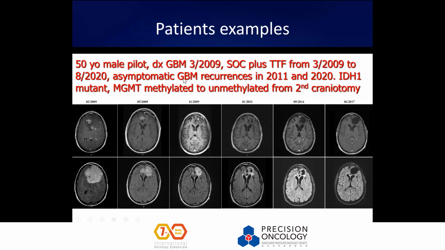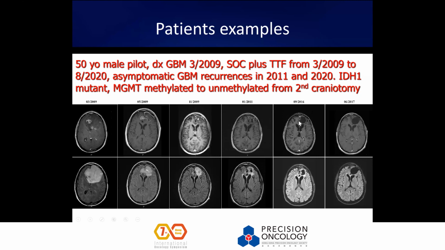So he was on the normal TTF, and he's actually IDH1. Initially we did not know, because we did not do the test at that time, in 2009, so later on we did that. It's IDH mutant, and the MGMT was methylated during the first surgery. But after the second surgery, it's not methylated anymore.